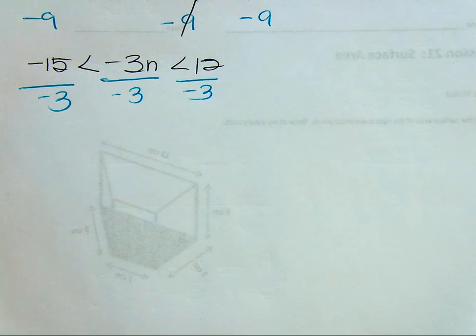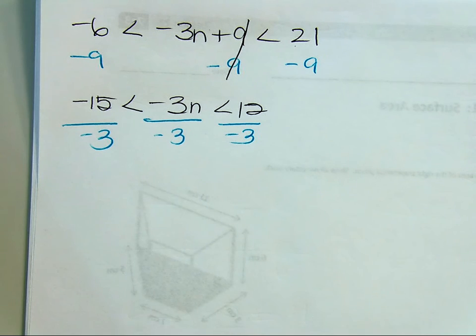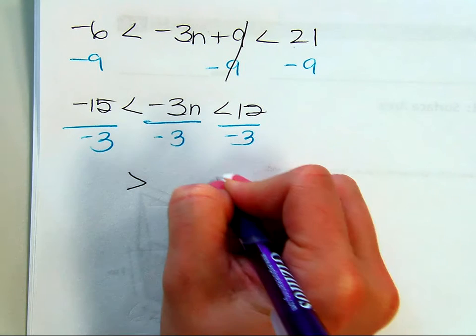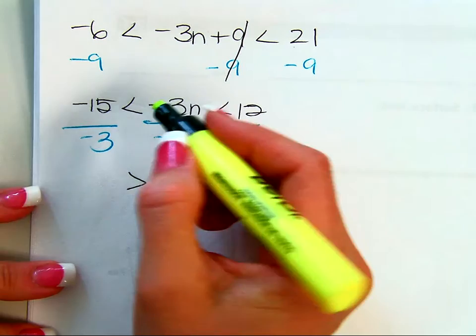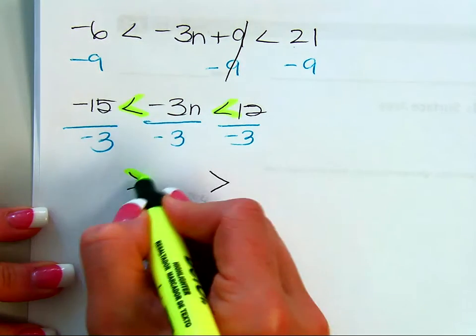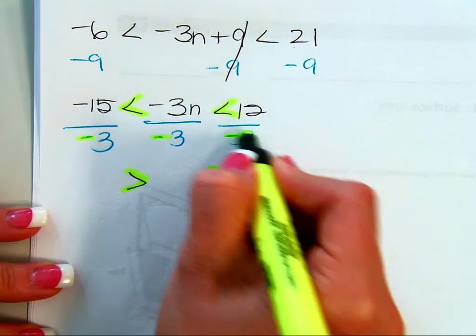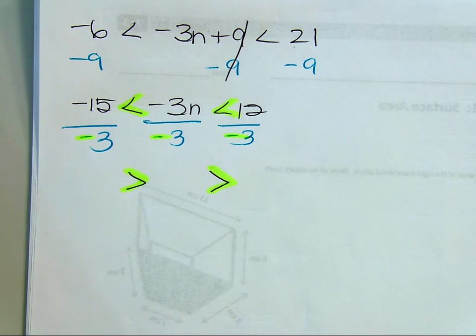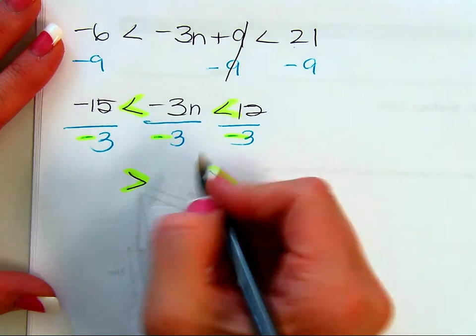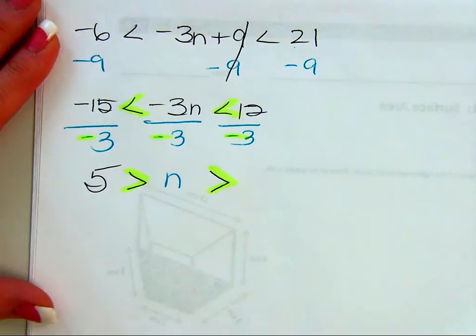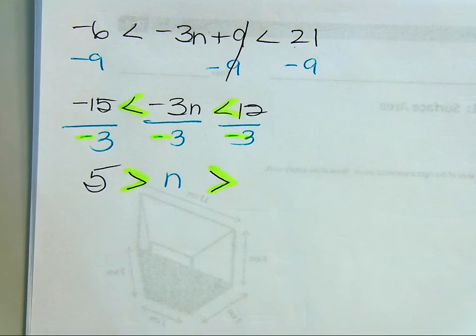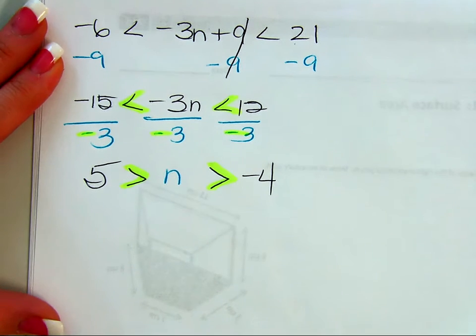And totally up to you at this point. You may want to look at this and say, okay, before I forget, I'm not going to write any numbers down. I'm just going to switch those right away. Maybe you want to do that so that you know that you switch them. And the reason that these went to this is because of that right there, right? And then that gives you n in the middle and negative 15 divided by negative 3 and 12 divided by negative 3.